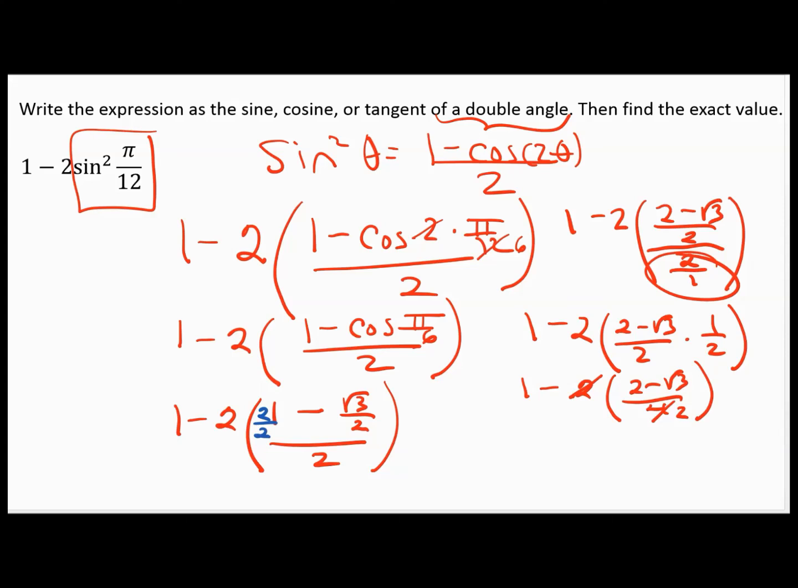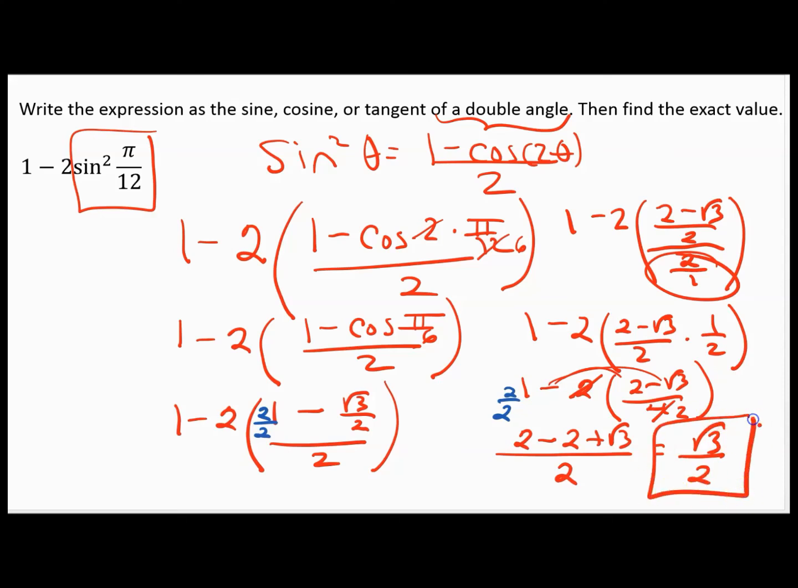And I also need a common denominator of 2, so I'm going to multiply this by 2 over 2. So now I have 2 minus, and then we have 2, and distribute this minus, plus the square root of 3 over 2, which is just going to give me a final answer of the square root of 3 over 2. Now we could check this with our calculator to make sure it's correct. We could do 1 minus 2 and then do sine squared, make sure you're in radian mode, of pi over 12 and see that you get the same answer, equivalent to square root of 3 over 2.